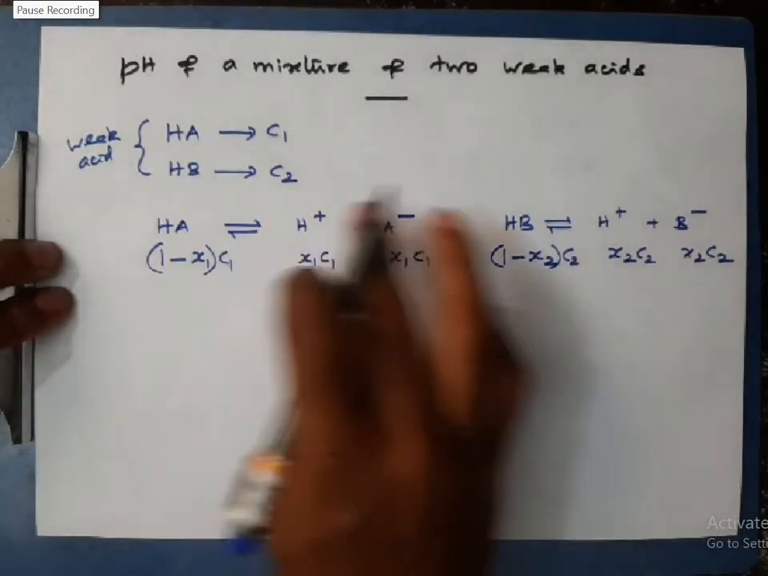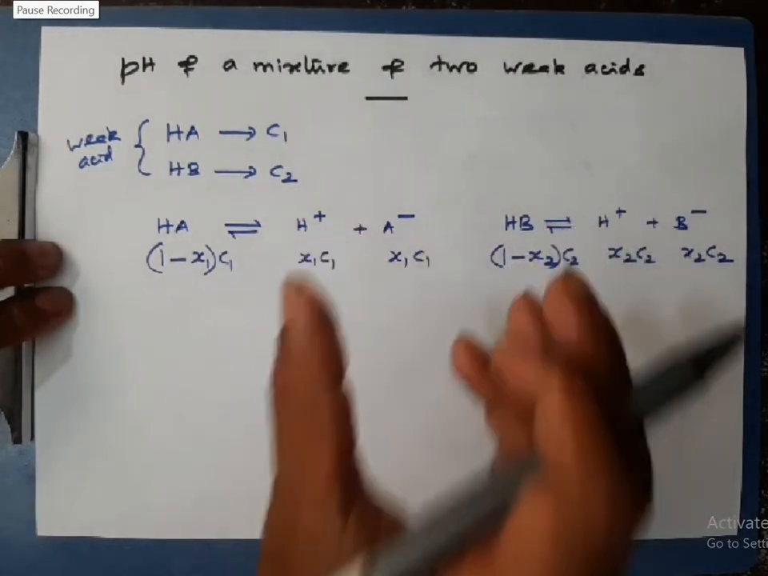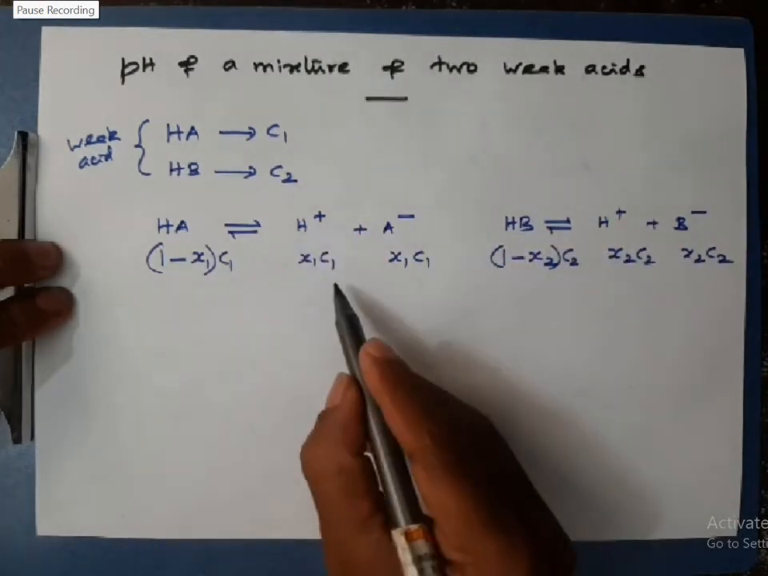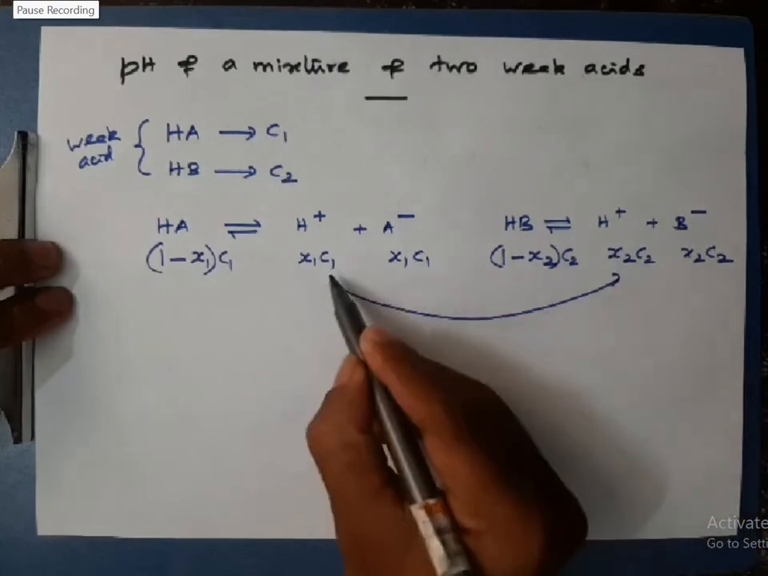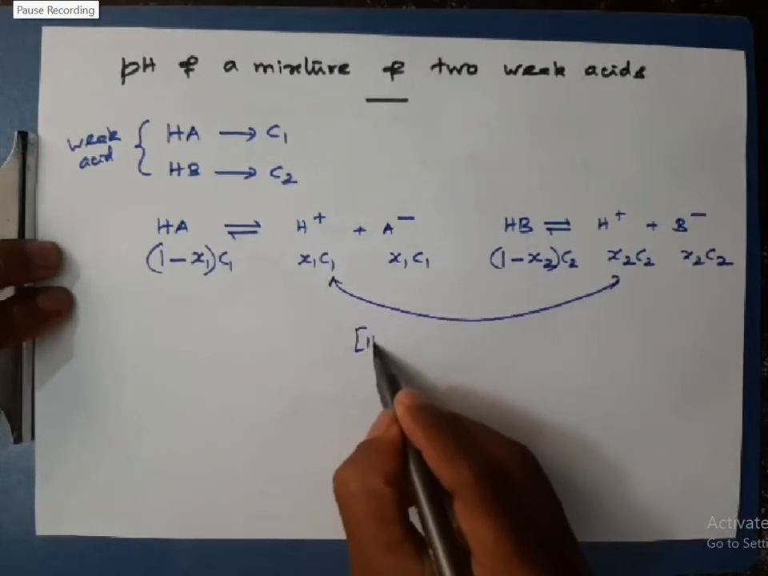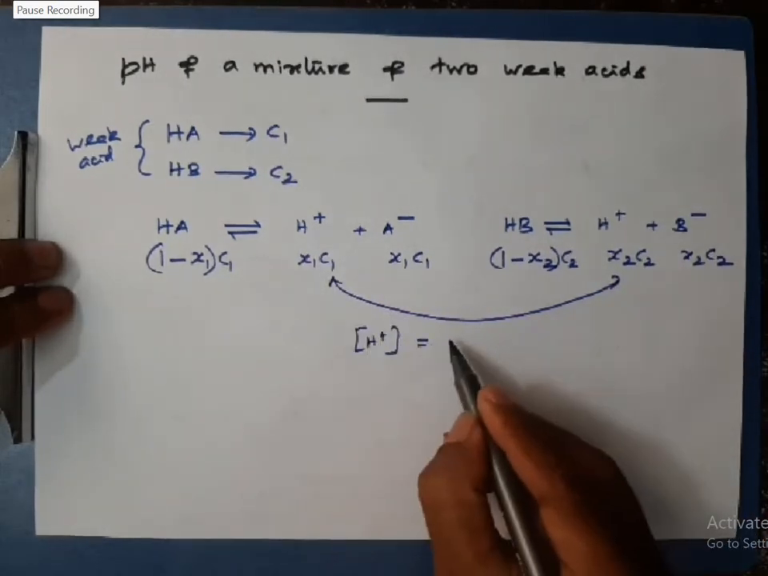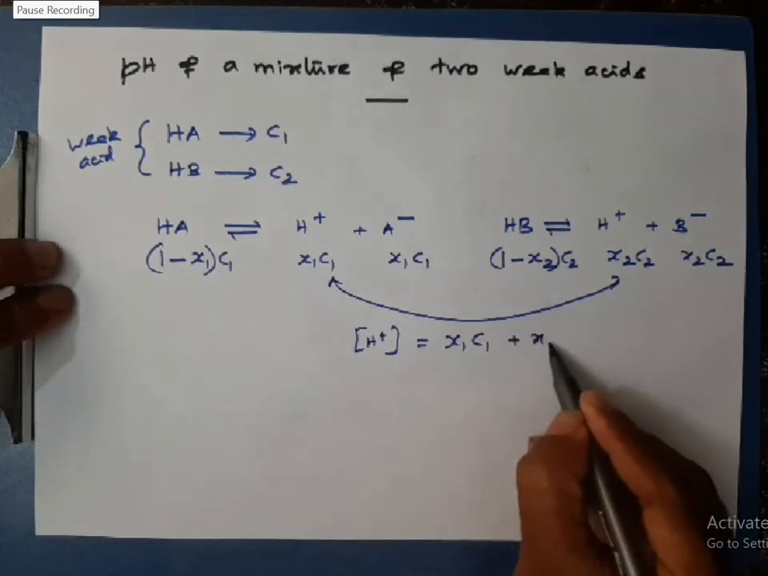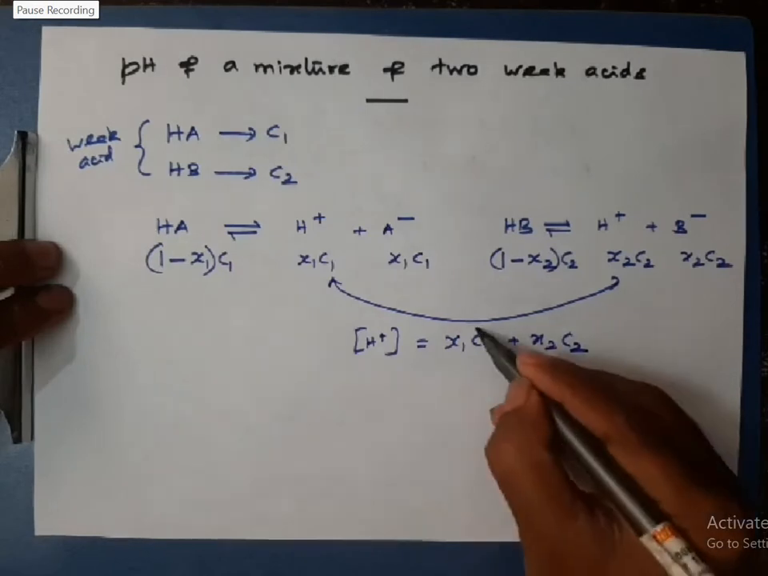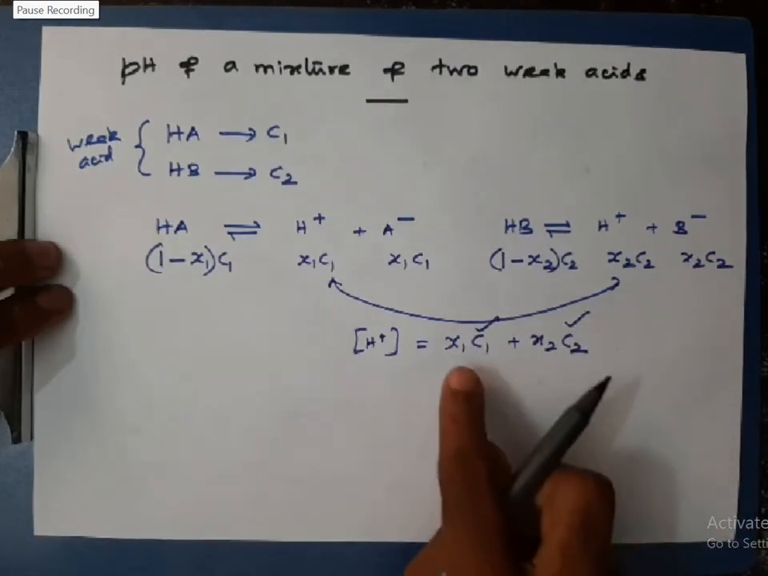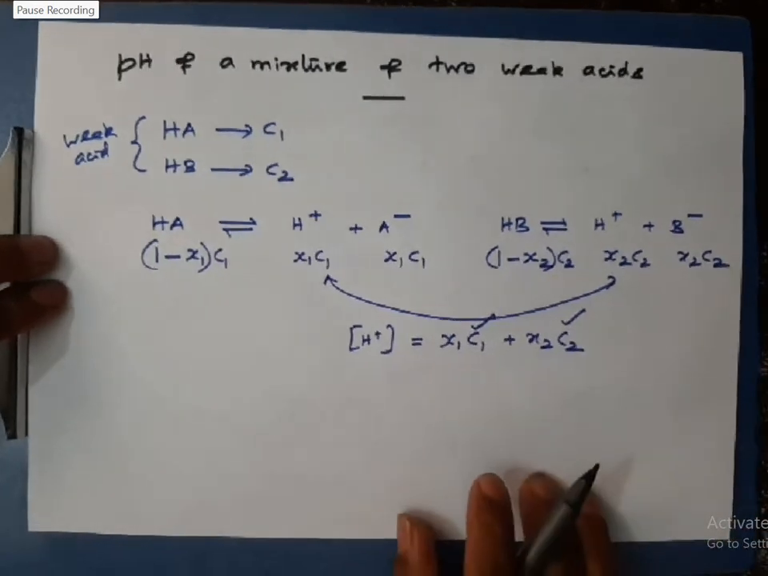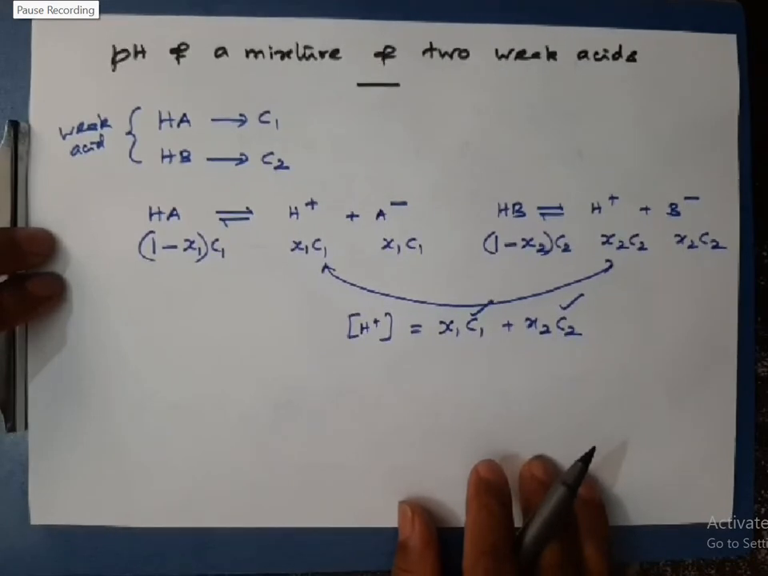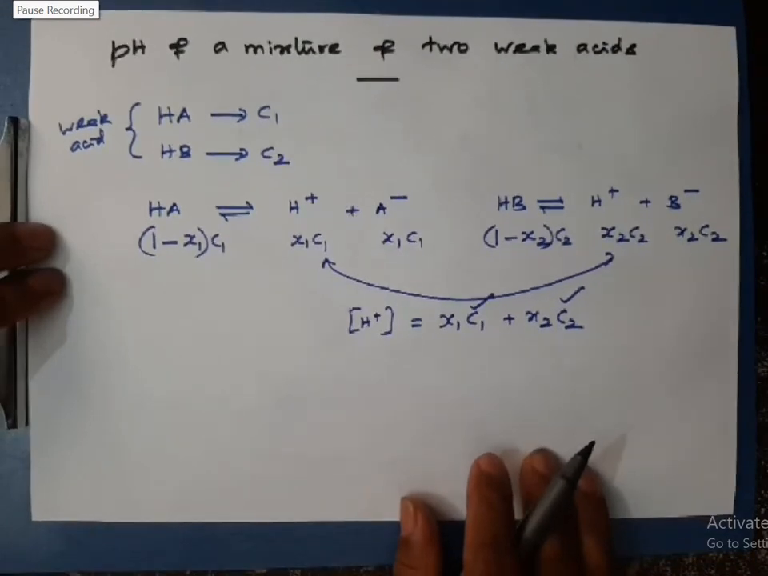Since both these acids are present in the same mixture, the total concentration of H plus is the sum of these two, that is x1 into C1 plus x2 into C2. The C1 and C2 values we know, but we don't know the values of x1 and x2. So how to proceed?